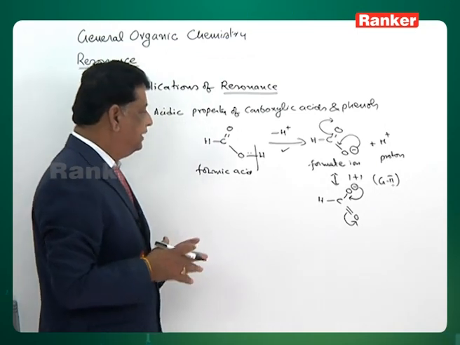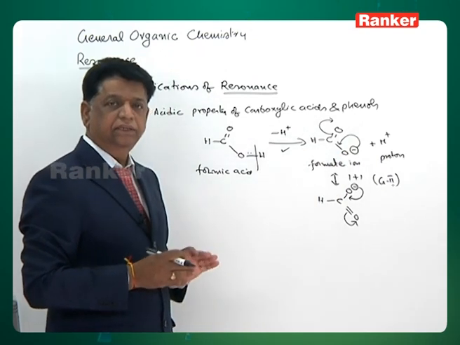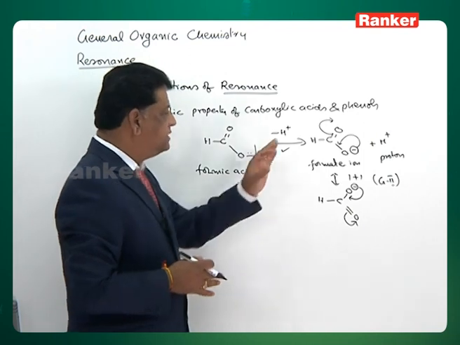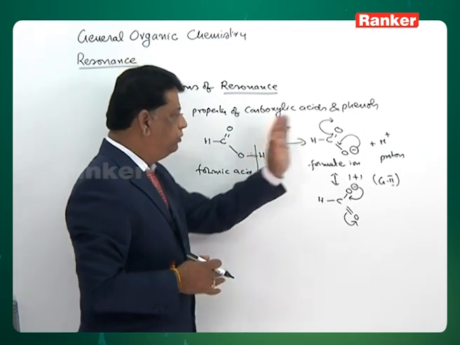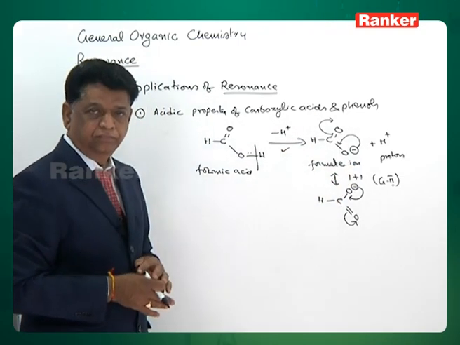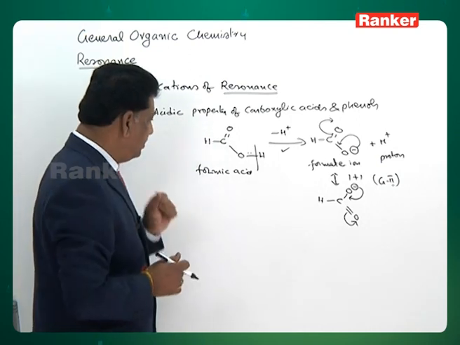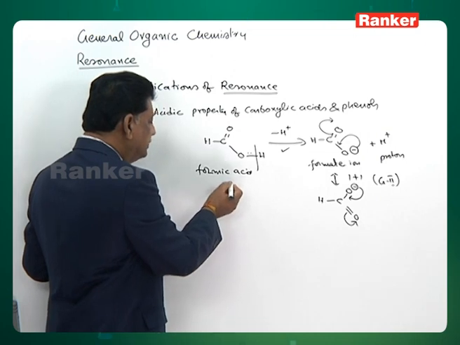Now, if the question is why the formic acid gives readily proton, that's a straightforward question. The answer also should be straightforward. Its anion has resonance stability, that's why it gives the proton and becomes a resonance-stabilized anion. Now the question can be made a little complicated also. If somebody asks here, do you think that the formic acid has no resonance?